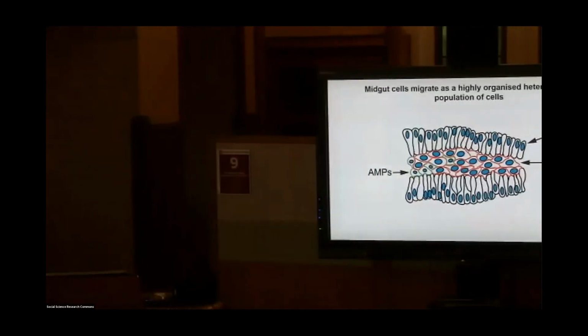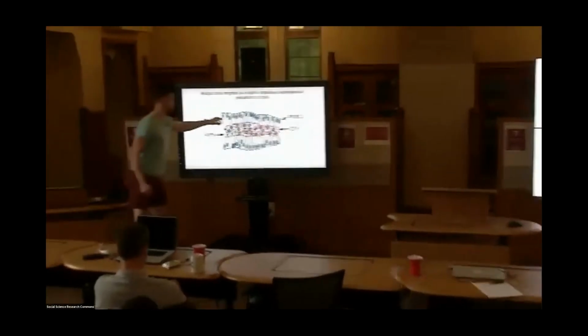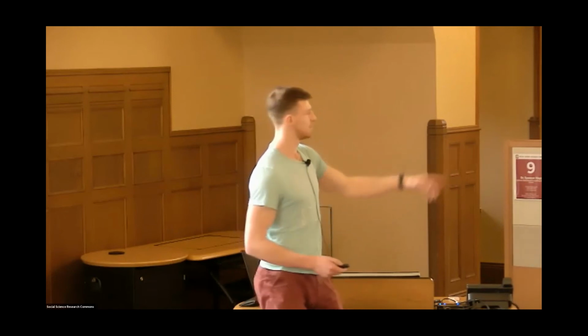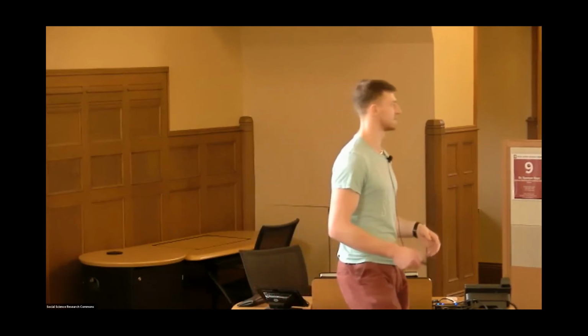Another interesting thing about the posterior midgut primordium is that it's a heterogeneous group of cells, and there are three main cell types. You've got the PMEX, which are these more columnar cells at the top, the primary midgut epithelial cells. You've got the ICPs, which are highlighted in red, the interstitial cell populations. And then you've got the AMPs on the far left, highlighted in green, which are the adult midgut precursors.